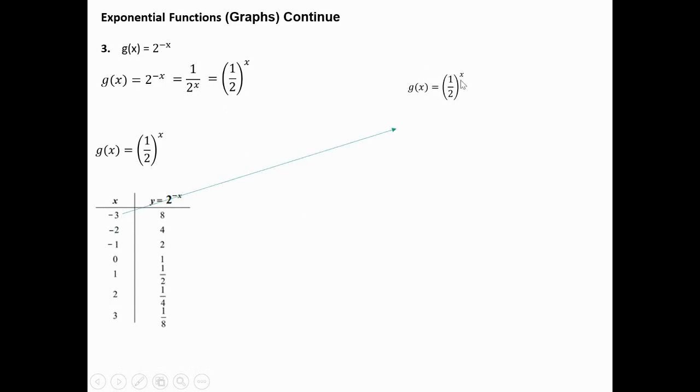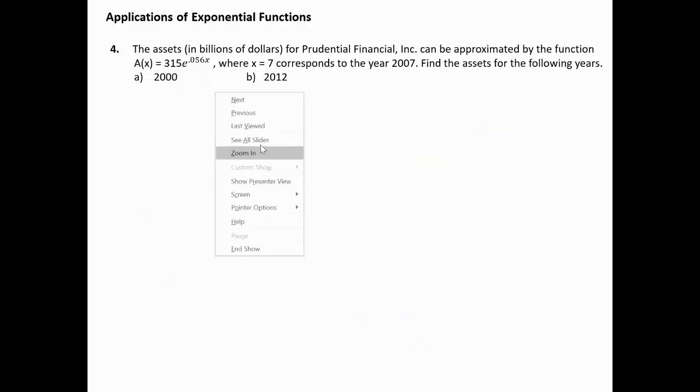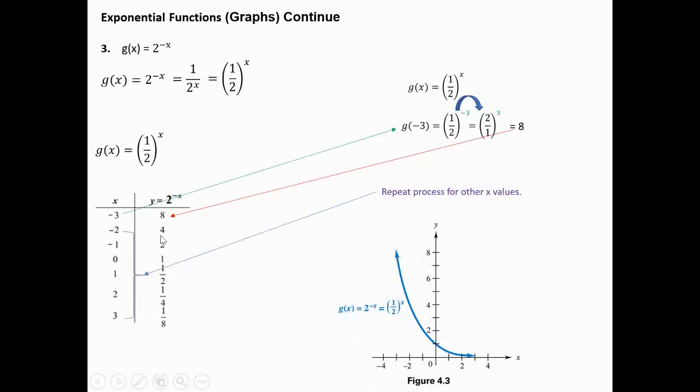Here's how we do it. When x is -3, I'm going to plug in -3 for the x. When the exponent is negative, we use a reciprocal and make it positive. We use the reciprocal of 1/2, which is 2 over 1, and then the exponent becomes positive, which is equal to 8. Then we repeat the process, plugging in all the numbers from -2 to 3. If we repeat the process, we get all these answers here. And this is my graph.